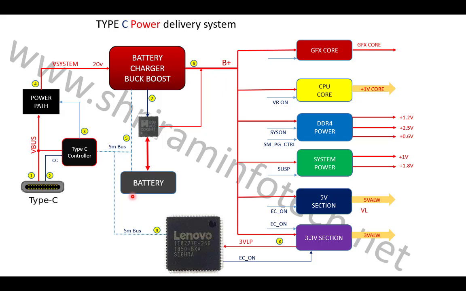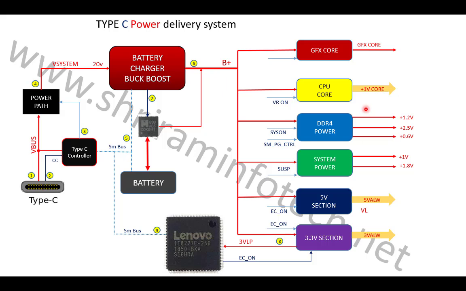Once the voltage has arrived here, the Type C controller chip and the battery controller, that is the buck boost converter, start communicating with each other, and then this buck boost converter bucks the voltage, that means it decreases the voltage from 20 volt to somewhere around 13 volt, and that 13 volt is coming here at step number 6. Okay, so here the 13 volt or so is coming, and then this voltage goes to these different buck converters.